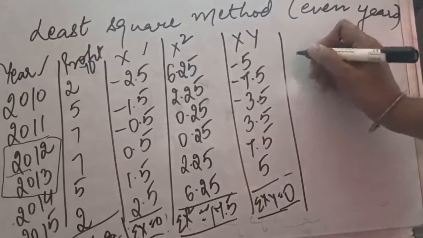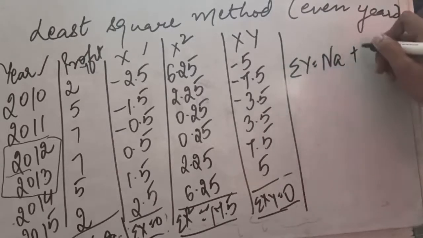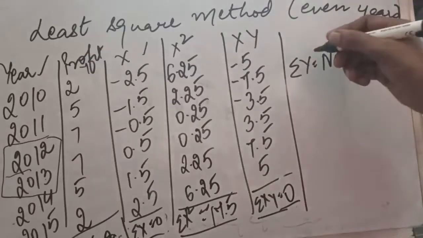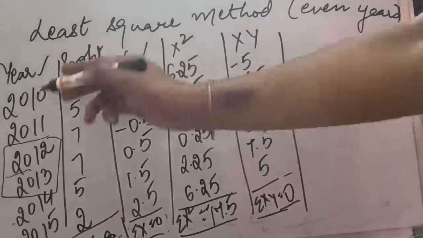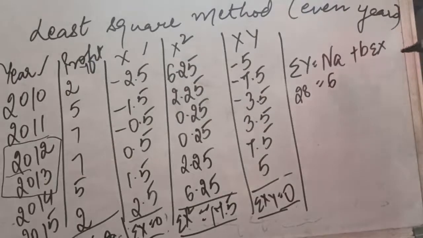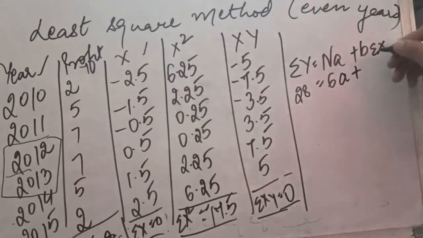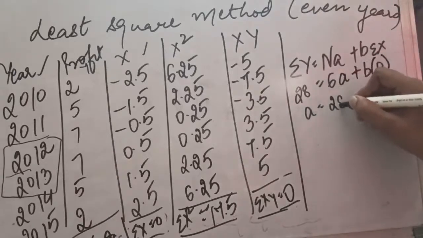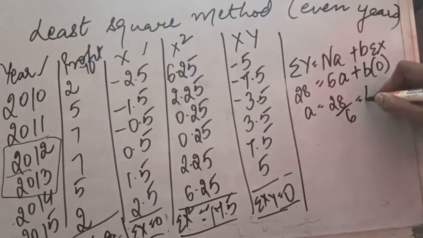Our second equation was sigma y is equals to na plus b sigma x. Now let's fill the values. Sigma y is 28, n here is 6. We can see n means total number, that is 6. A we have to calculate, plus b sigma x is 0. From here we can see the value of a is 28 by 6, so the value comes out to be 4.67.